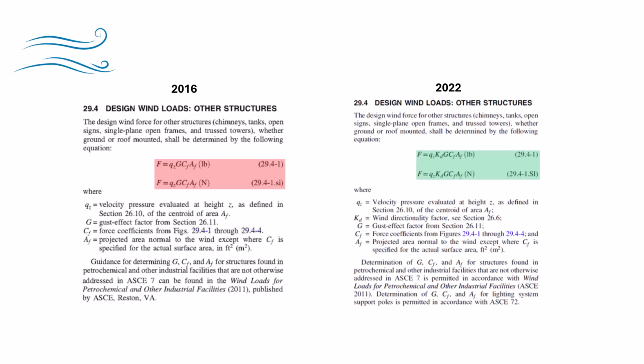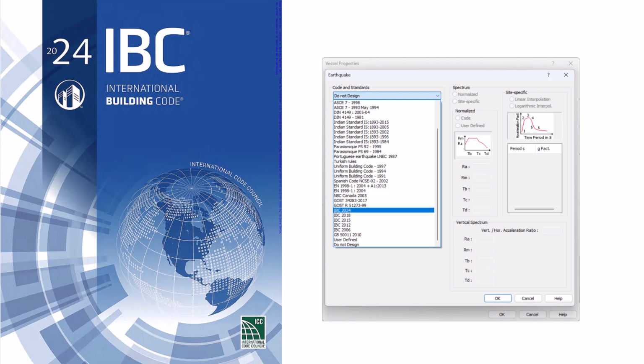Then, the force of the wind is now penalized with an extra factor called KD, which is a directionality factor. Values come listed in a table, but in AutoPIPE Vessel, we are taking 0.95 for vessels. The International Building Code 2024 establishes to align with ASCE 2022, which has been done. So from now on, IBC 2024 is also available in AutoPIPE Vessel.